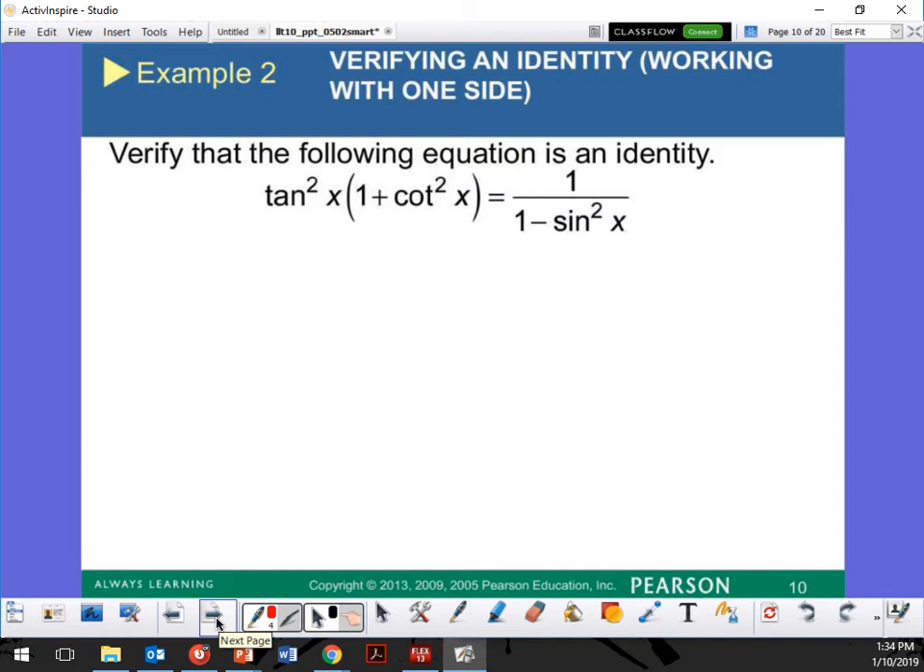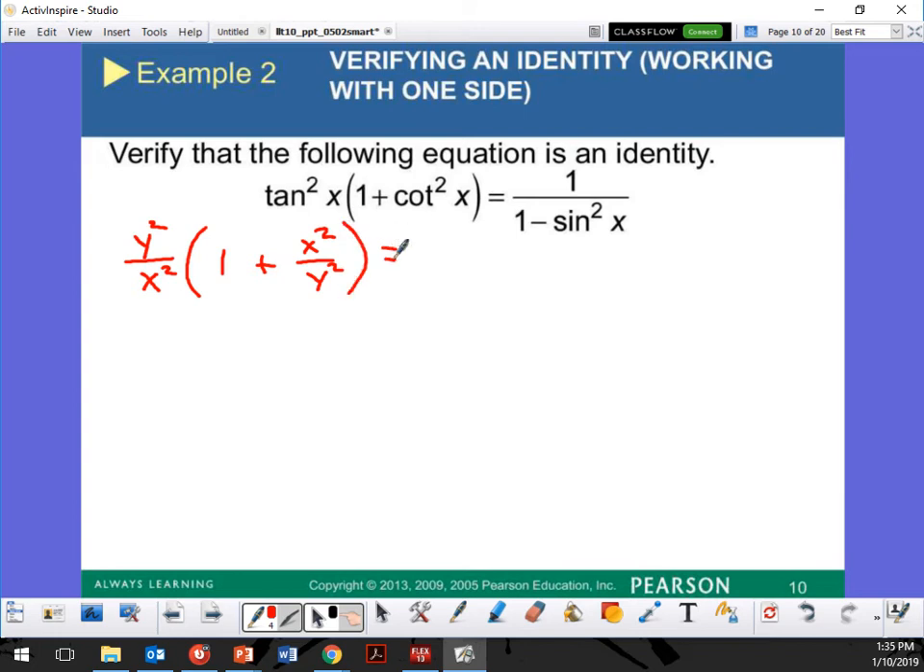Here's example 2. All right, so we're going to translate our trigonometry into algebra now. So you guys help me translate this to algebra. What's this tangent squared going to be? Y squared over x squared. Very good. So that's my tangent squared, times parentheses, 1 plus cotangent. What's that going to be? Very good. X squared over y squared, right?